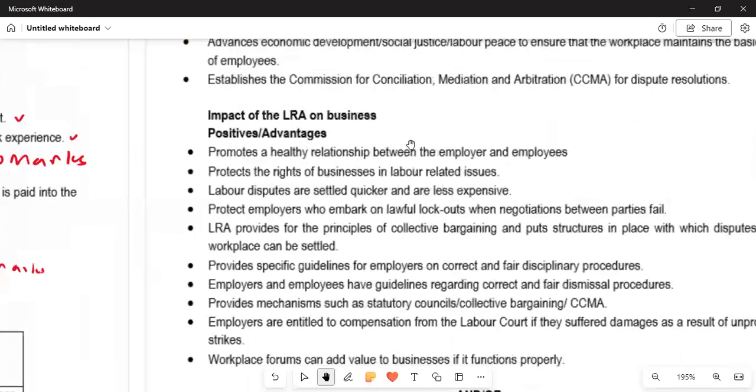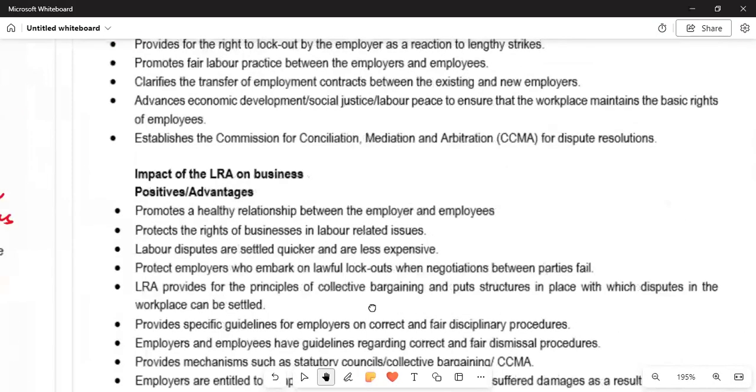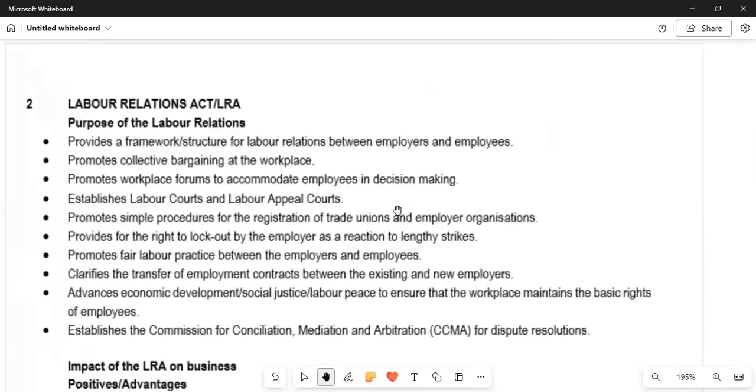Now we come to Labor Relation Act. As the word implies, we are talking about the relationship between two parties, employers and employees. So about the purpose of this act, we are first going to start by the purpose of this act. They are saying it provides framework or structure for labor relations between the employees and employers, where we are going to make sure that there is a healthy relationship between the two parties.